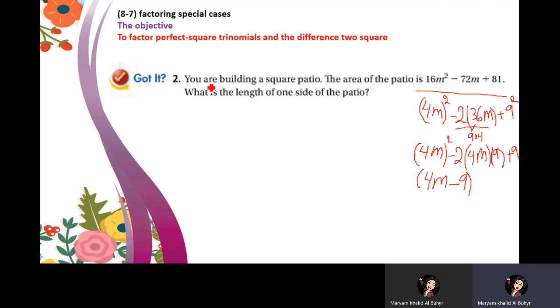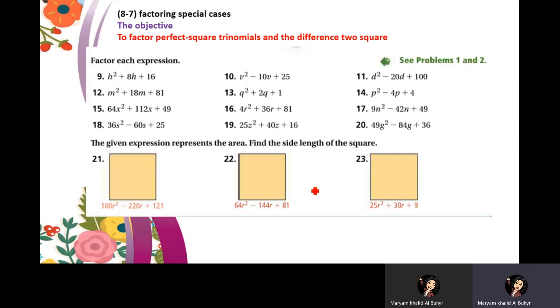So if you are building a square patio, the area of the patio is this one. So that's what we had before, it's the area of the patio. Now, what is the side length of the patio? So that is squared, sorry. So what is only one side of them? It is only 4m minus 9. Only one side will give you this one. Let me move on and give you more related exercises.